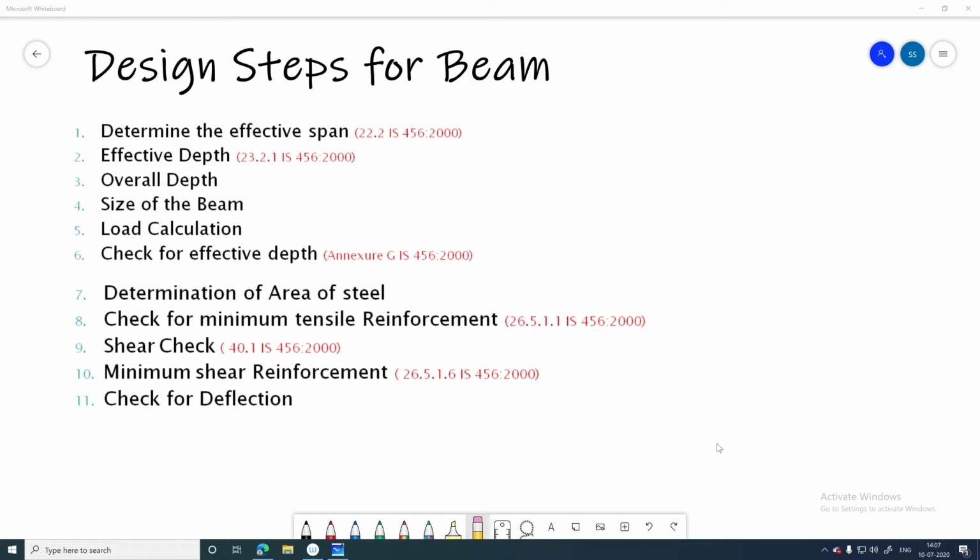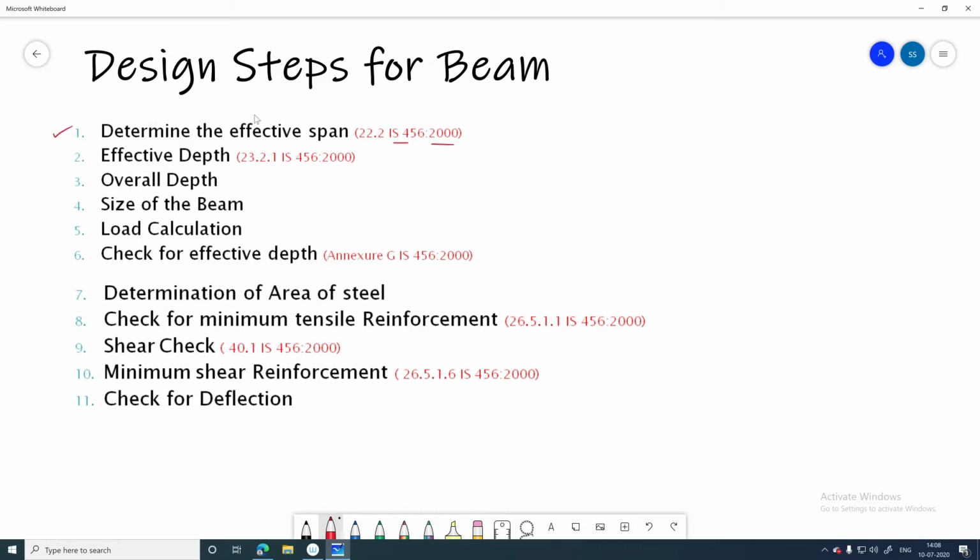Hello everyone. So yesterday we discussed the moment of resistance for beam design. Now today we will design a complete beam. These are the following steps which need to be followed to design a beam. We will consider IS 456 2000, and some clauses are there to determine the actual value for the following points. Okay, so let's see.